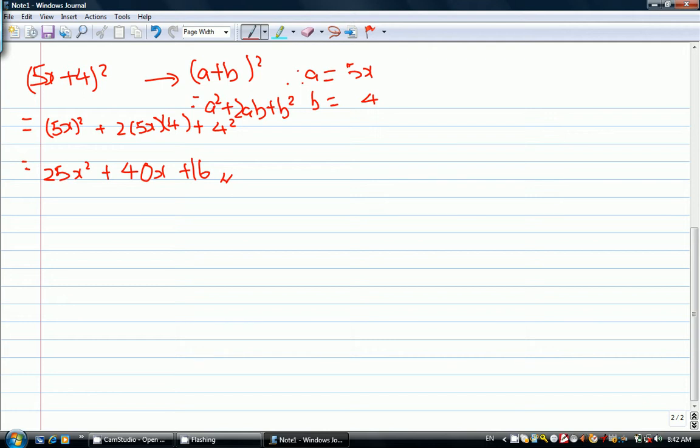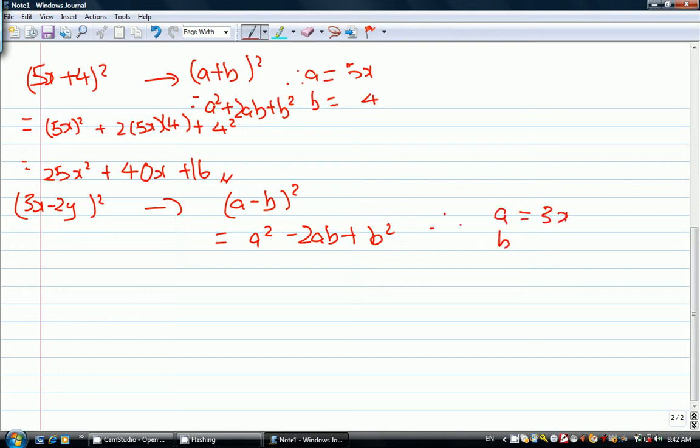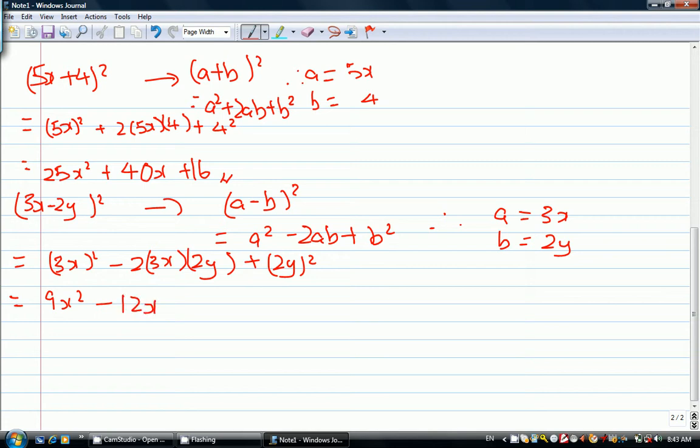Yet another example, if you have 3x minus 2y squared, this resembles a minus b squared. a minus b squared is a squared minus 2ab plus b squared. In this case, your a is 3x and your b is 2y. So we expand it from here. What you get is 9x squared. 3 squared is 9, x squared is just x squared, minus 2 times 3 is 6, 6 times 2 is 12, xy, plus 2 squared is 4y squared. So that's your answer.